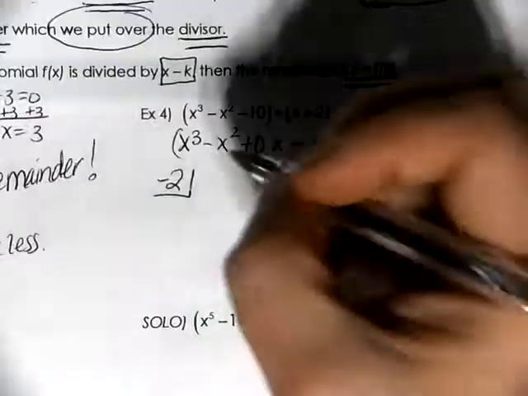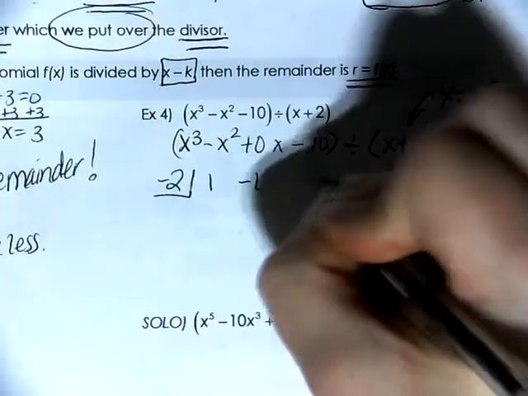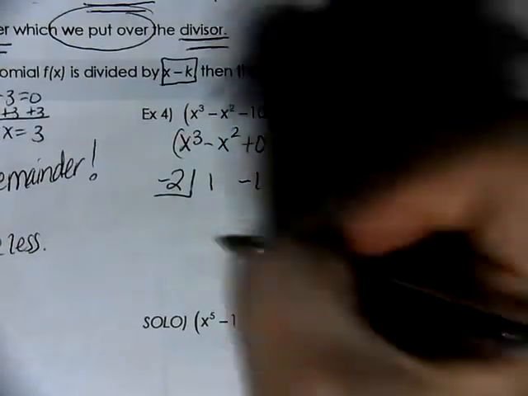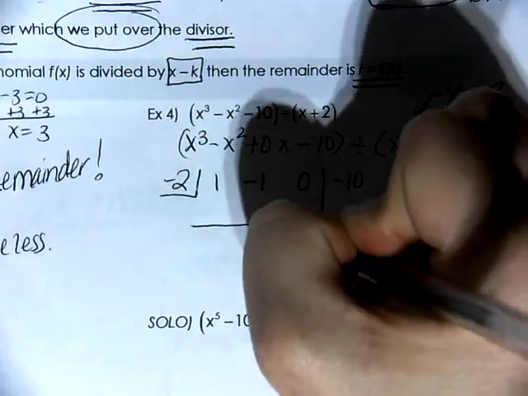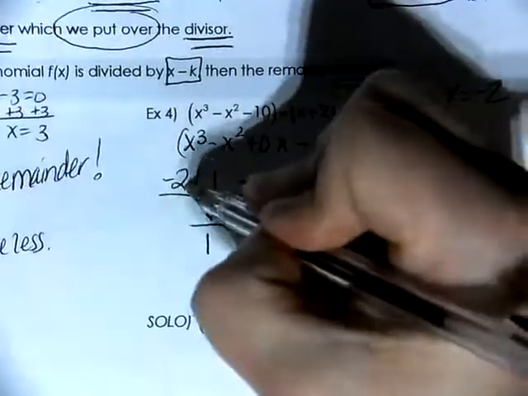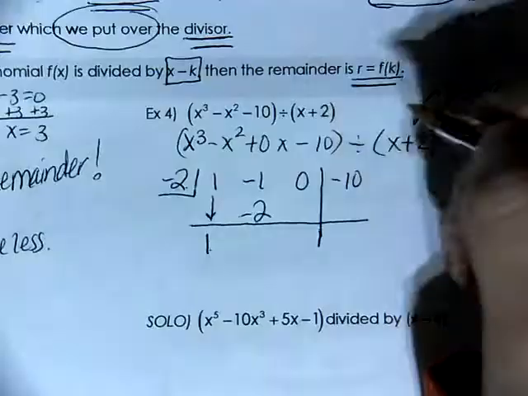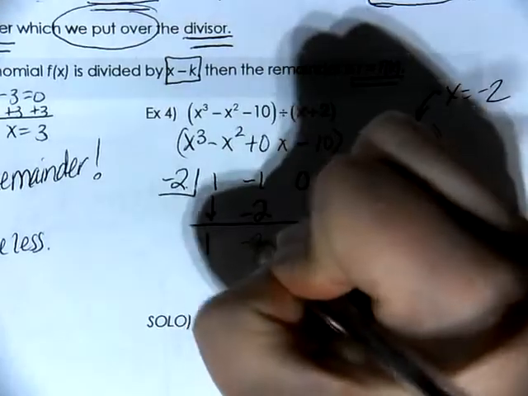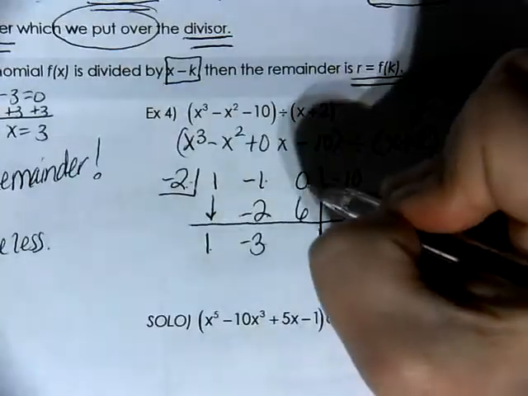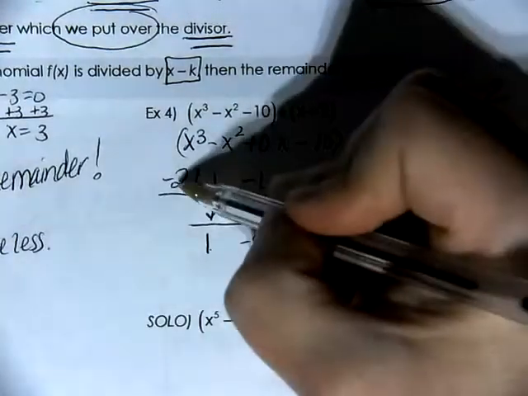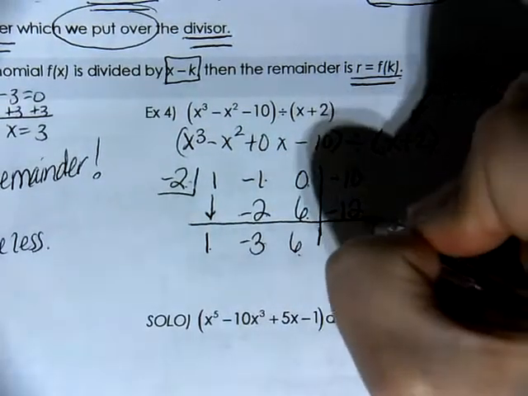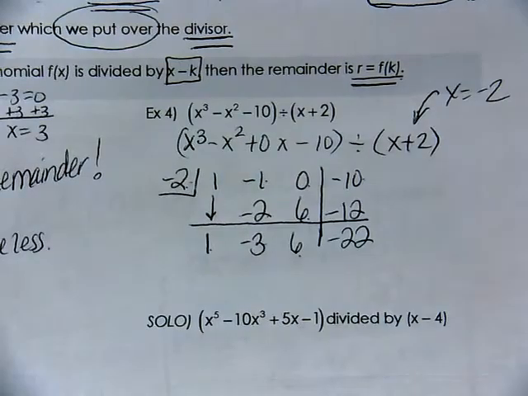And I'm going to write 1, negative 1, 0, negative 10. And I'm going to draw a vertical line and a horizontal line, bringing down my very first number, which is 1. Negative 2 times 1 is negative 2. Negative 1 minus 2 is negative 3. Negative 2 times negative 3 is positive 6. 0 plus 6 is 6. Negative 2 times 6 is negative 12. And negative 10 plus negative 12 is negative 22.